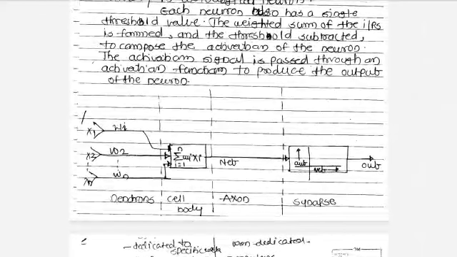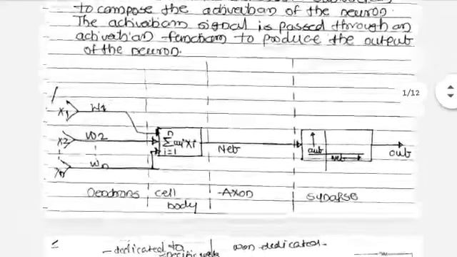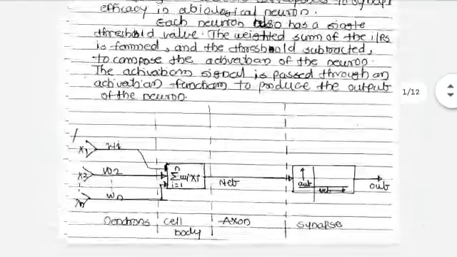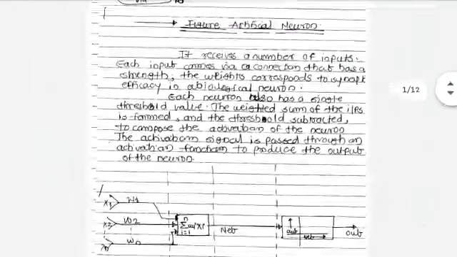So this is another figure for the artificial neuron. Here dendrons are available. These dendrons calculate the input, which is given to the cell body. The cell body calculates the threshold value and gives it to the axon, and finally it is transferred to the synapse or output. So this is the electrical equivalent of the biological neuron. So these are the things related to the artificial neural network.